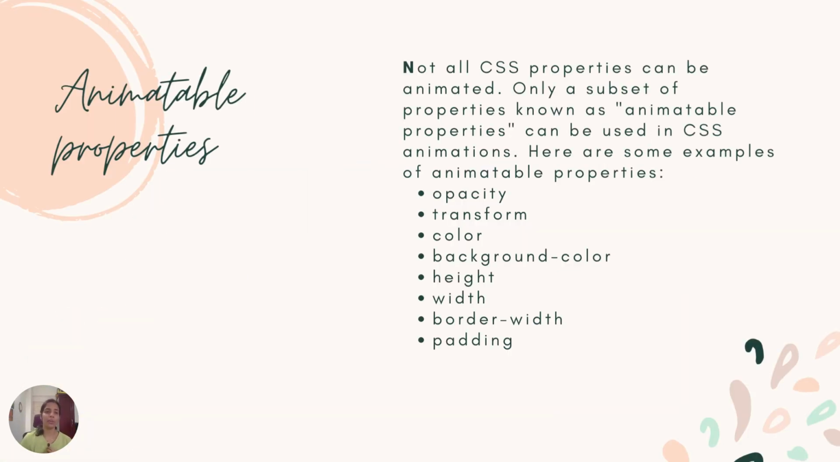So we will see the different animatable properties. Not all CSS properties can be animated. Only a subset of properties called the animatable properties can be used in CSS animations. So these are some examples of animatable properties: opacity, transform, color, background color, height, width, border width, and padding. So these are the different examples of animatable properties.